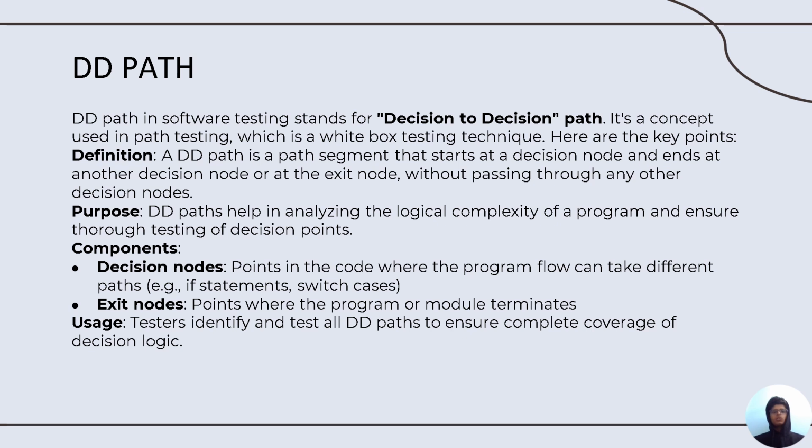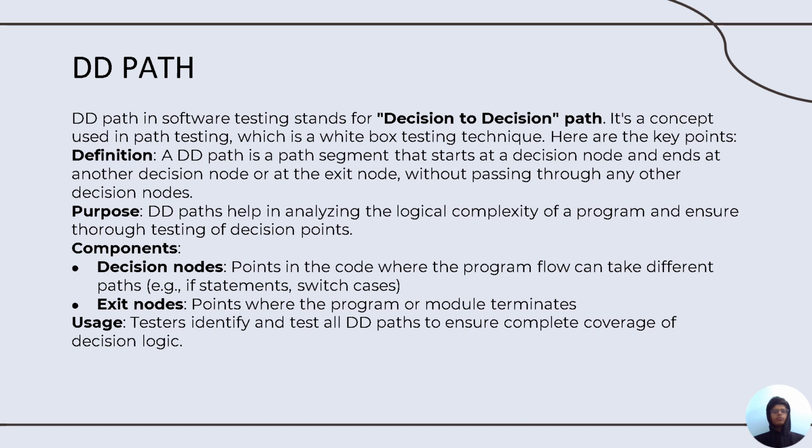So DD path stands for decision to decision path. It's a concept used in path testing, which is a white box testing technique. Here are the key points. The definition: a DD path is a path segment that starts at a decision node and ends at another decision node or at the exit node without passing through any other decision node.